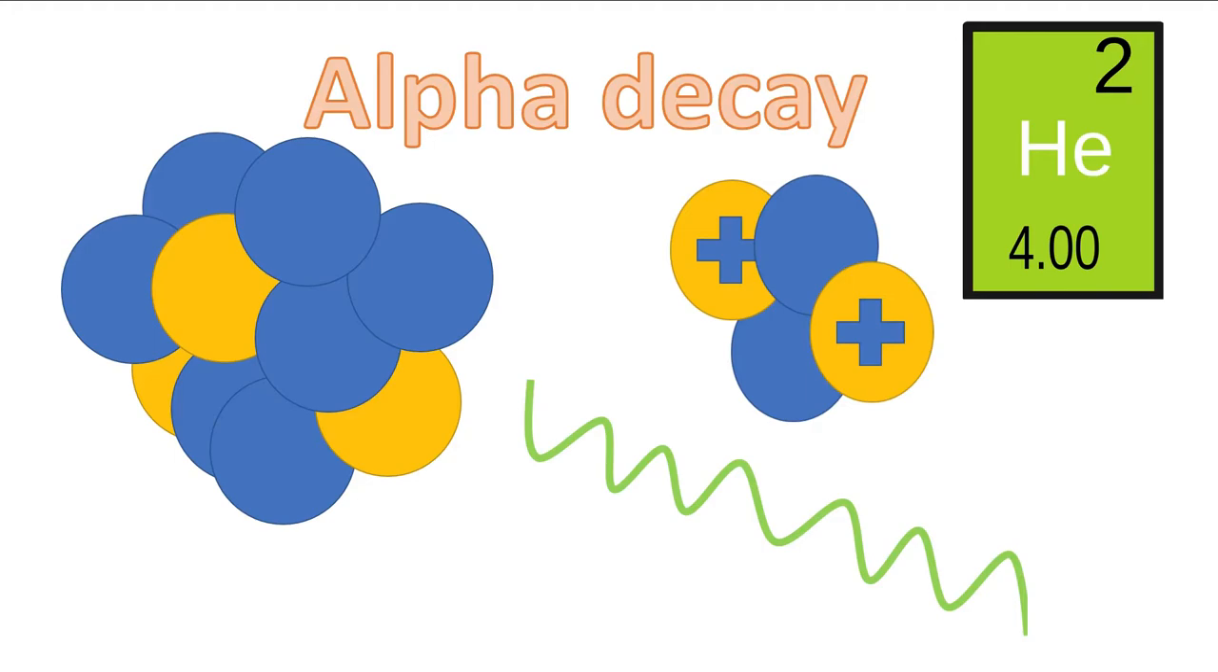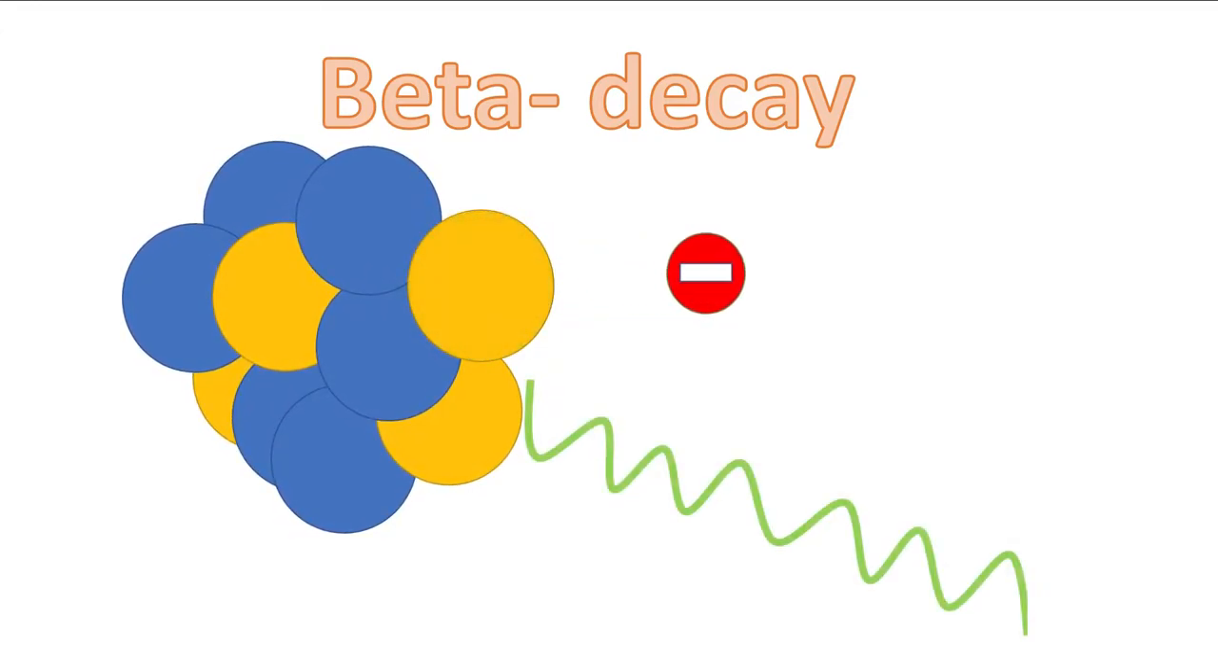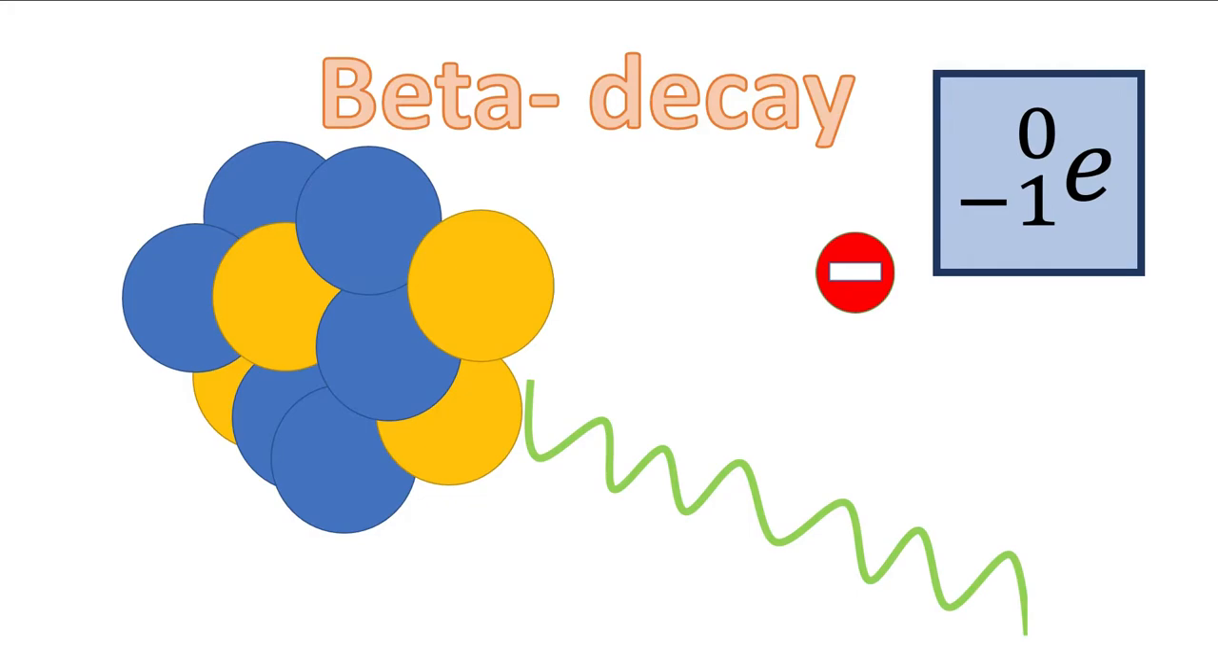Let's take a look at beta minus decay. Beta minus decay also happens inside the nucleus. When the nucleus becomes unstable, a proton changes into a neutron and an electron. The electron is released, and so is gamma radiation. Electrons have a mass of 0 and a charge of -1.